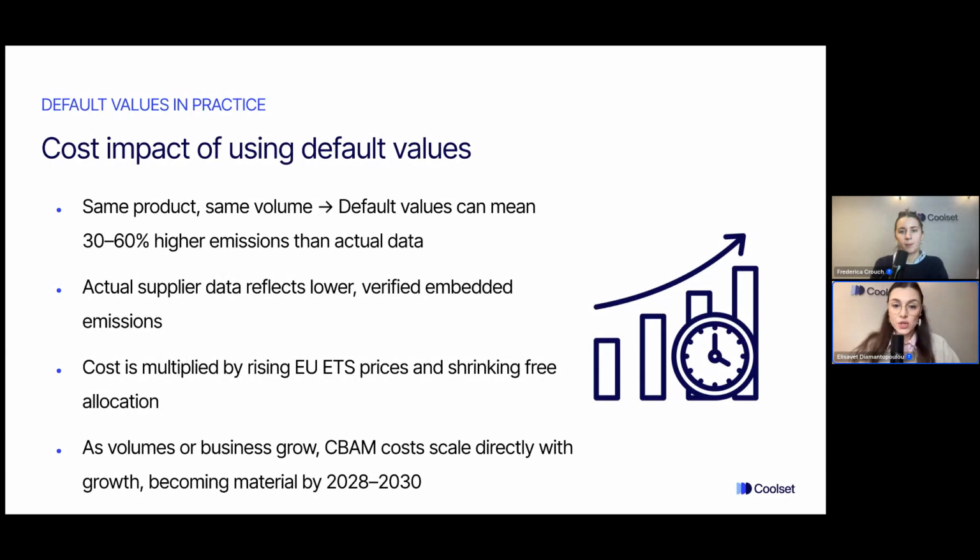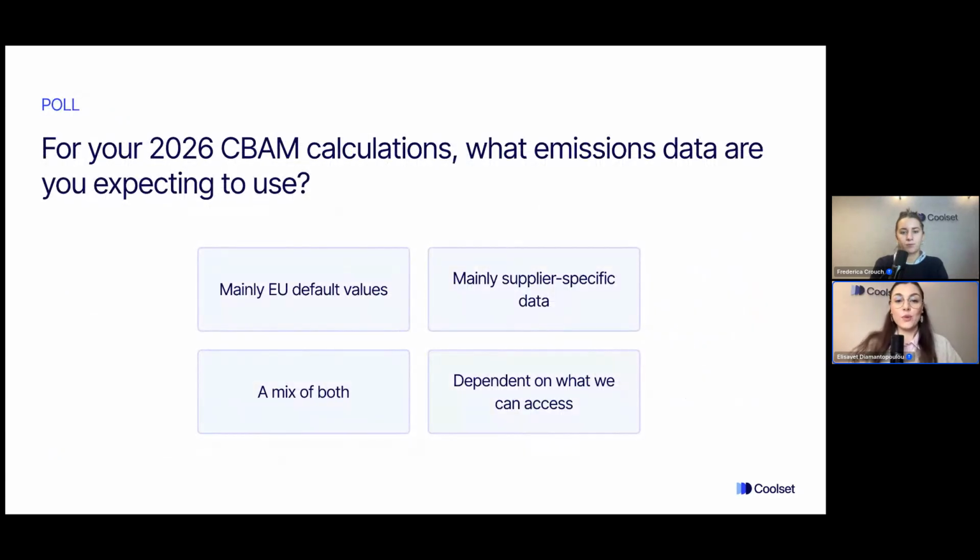But before we do so, let's move on with one more poll, which is: for 2026 CBAM calculations, what emission data are you expecting to use? Are you going to be using default values? Are you going to use specific data mostly, or a mix of both? Or you haven't checked yet what you can assess. So let's see what is happening in our audience today.